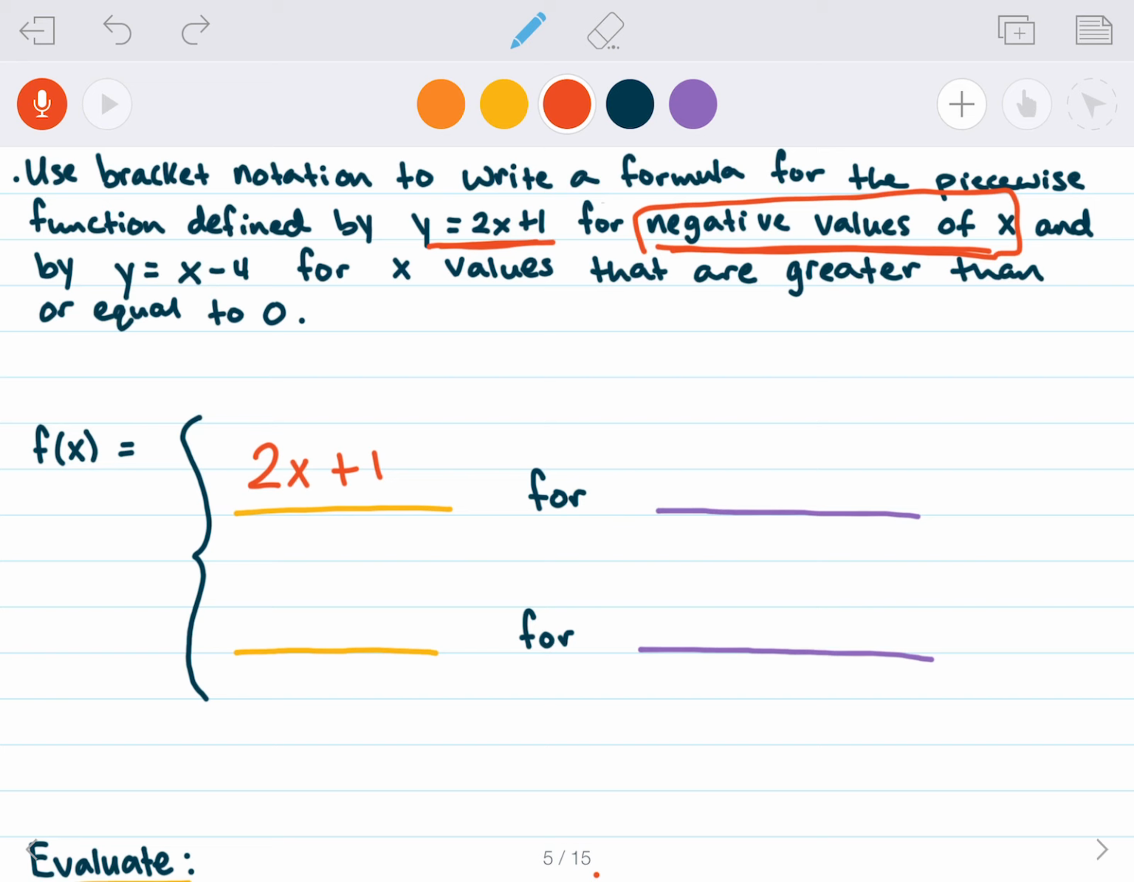How can I write that with an inequality? I can say that x is less than 0. That's what negative numbers mean. Anything less than 0 is a negative number. So that's my first piece.